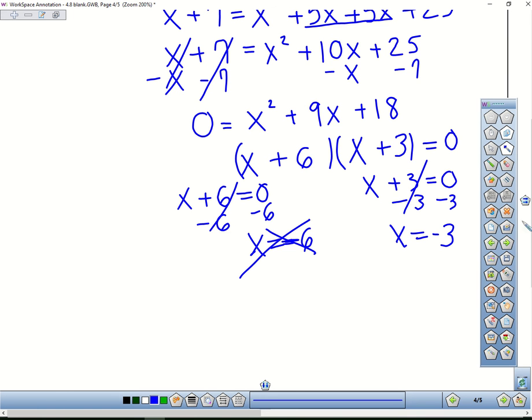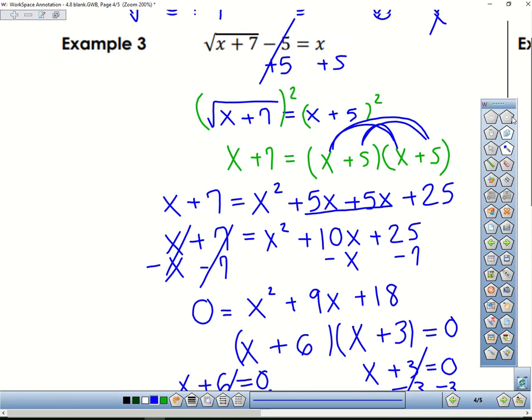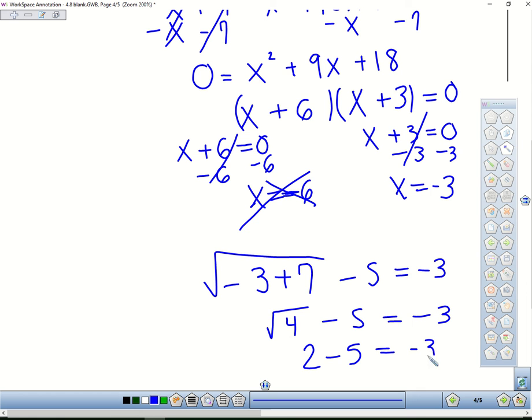Now let's try -3 to see if we have better luck. So we have the square root of -3 plus 7, minus 5, equals -3. So -3 plus 7 is good, 4. So the square root of 4 minus 5. Square root of 4 is good. 2 minus 5 is -3. What do you think? True or false? True. Good. So this is a true statement. Make sense so far to everybody?